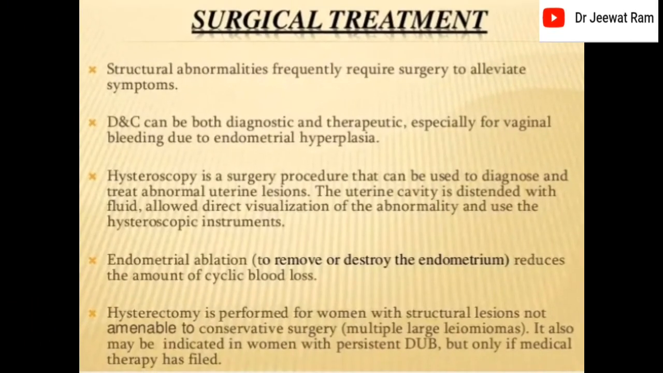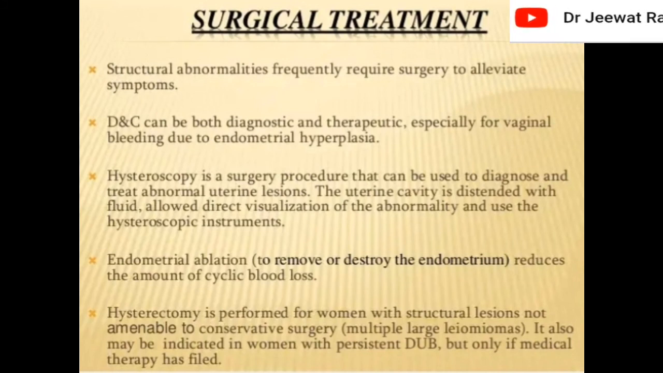Surgical treatment: structural abnormalities frequently require surgery to alleviate symptoms. Dilation and curettage can be both diagnostic and therapeutic, especially for vaginal bleeding due to endometrial hyperplasia. Hysteroscopy is a surgical procedure that can be used to diagnose and treat abnormal uterine lesions. The uterine cavity is distended with fluid, allowing direct visualization of the abnormality, and hysteroscopic instruments are used.